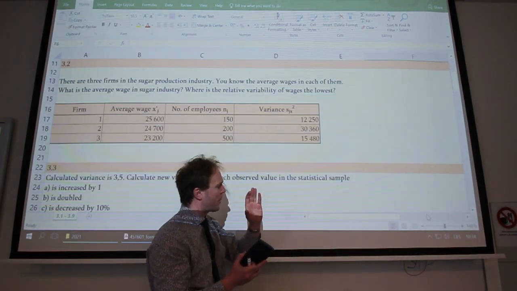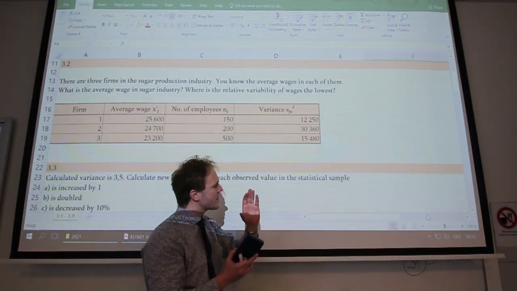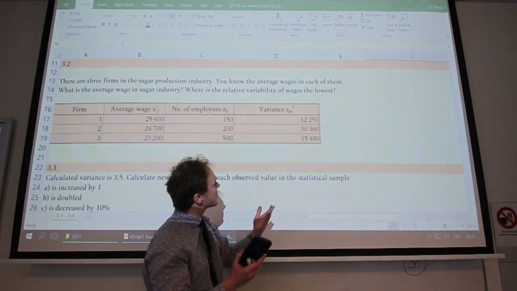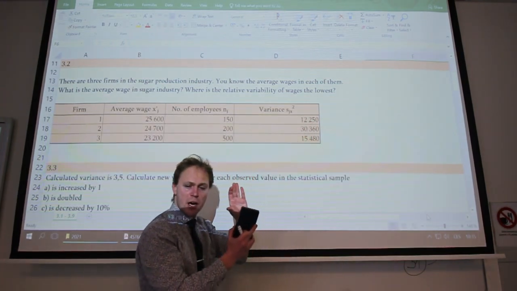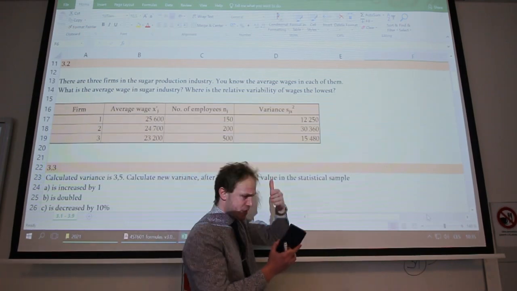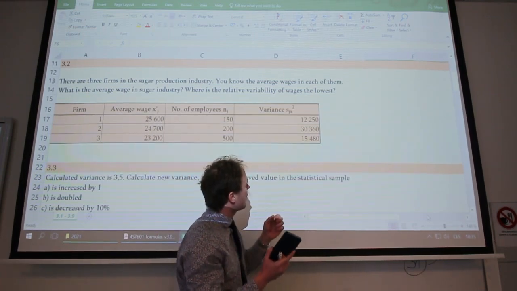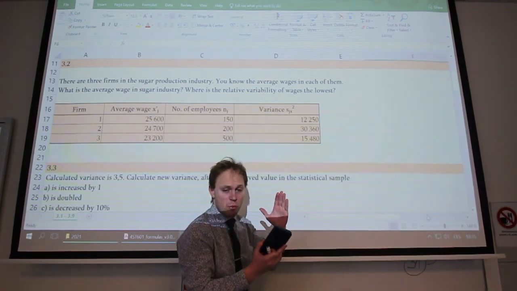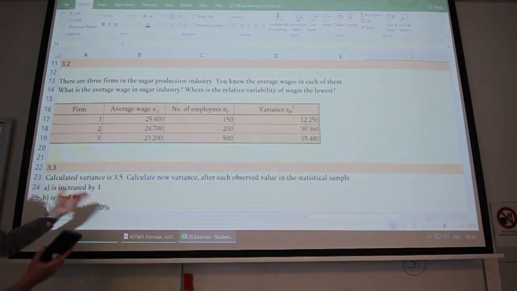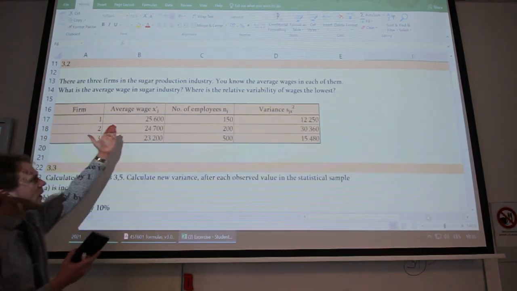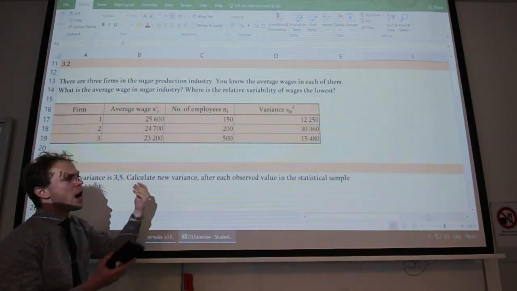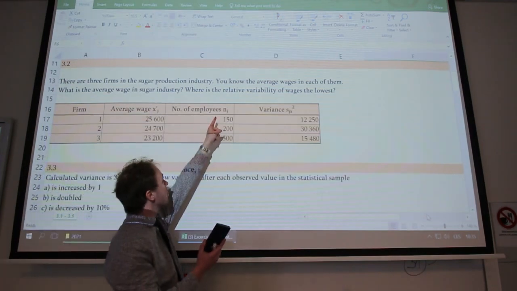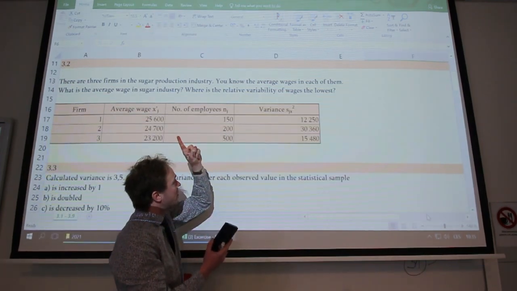Do you remember on the previous seminar I said to you that it's very difficult to interpret the variance, because this is not in Czech crowns, this is in some squared units, and it's very difficult to interpret the squared value. So we will calculate the total average, and after we will calculate 3 partial variation coefficients, because there is written where is the relative variability the lowest.